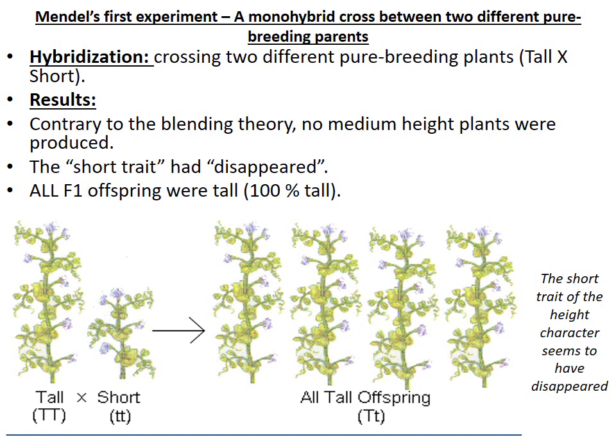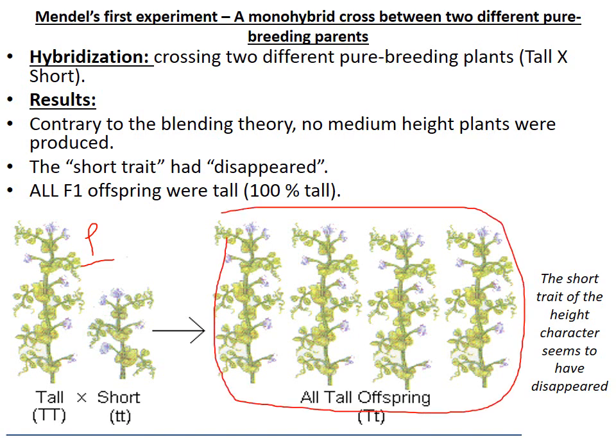So again, just discussing his results here for his first experiment, P generation, all pure breeding parents. Mixing them together, you get all tall plants. The short one seemed to have disappeared. The short trait disappeared for some reason. We don't know why. So right now, we have 100% tall and 0% short.